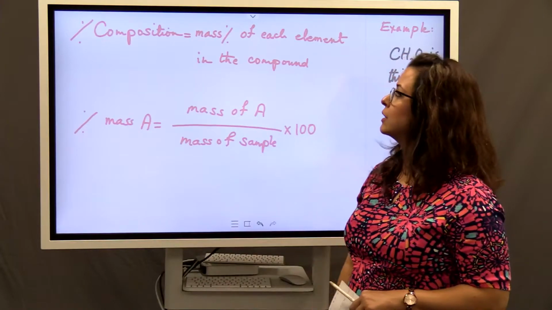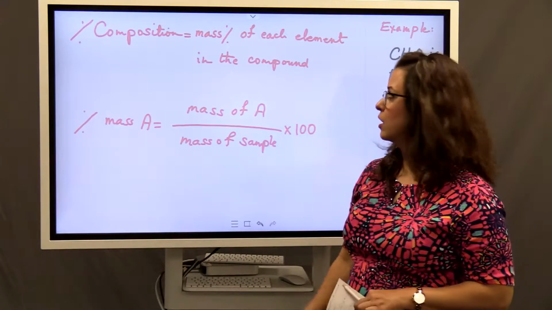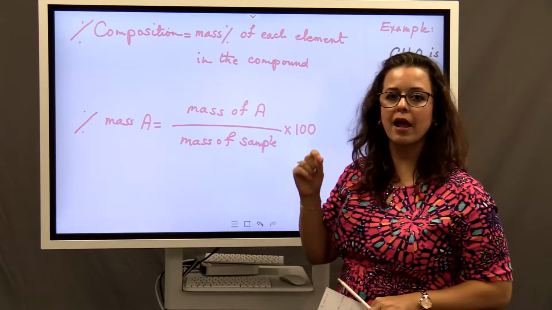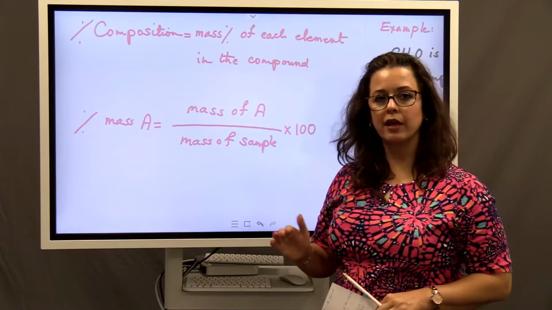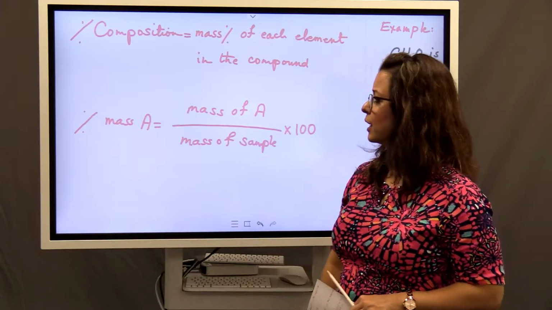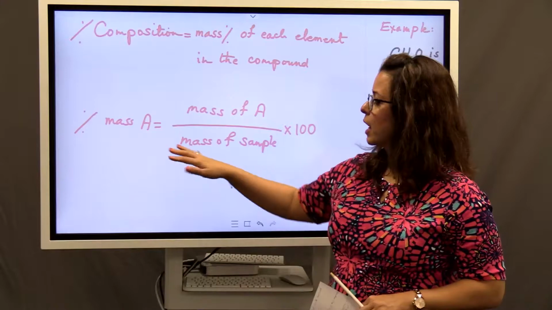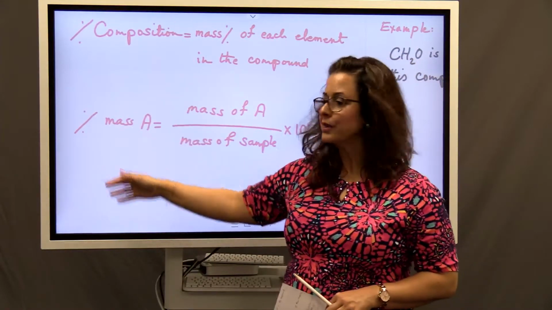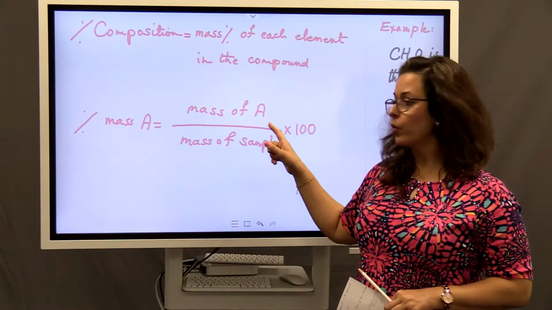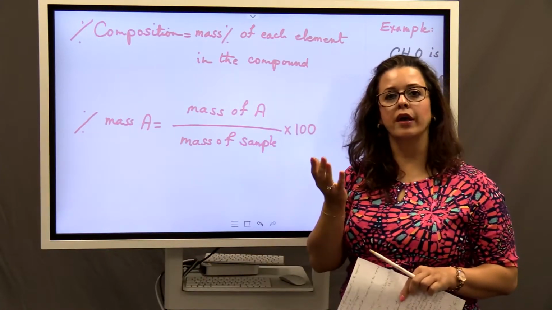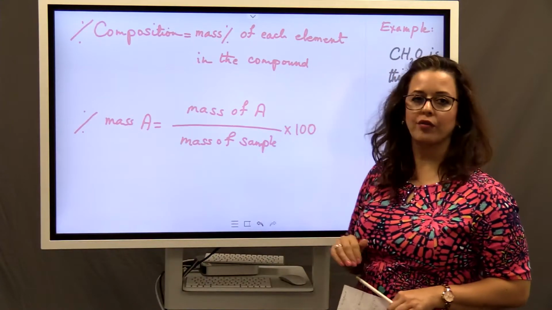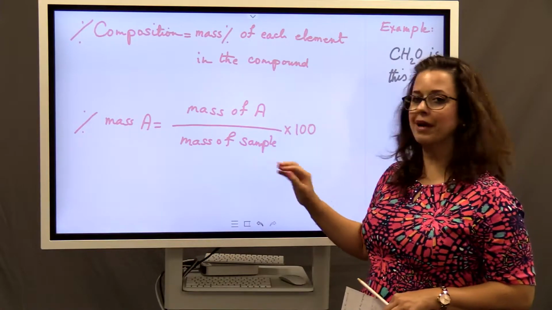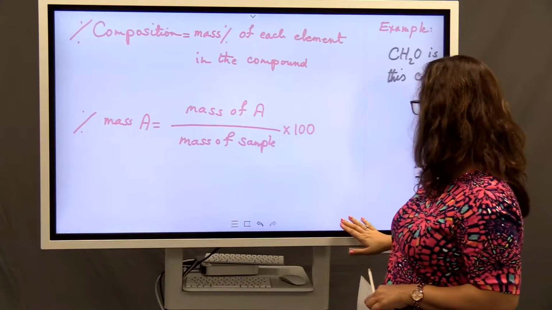Percent composition is the percentage of mass of each element in the compound. So mass percentage of every element in the compound is called percent composition. But what is mass percentage? For example, for component A in a compound, the mass percentage is mass of that component divided by the mass of entire sample times 100, because it's a percentage. So mass of component A divided by mass of sample times 100.